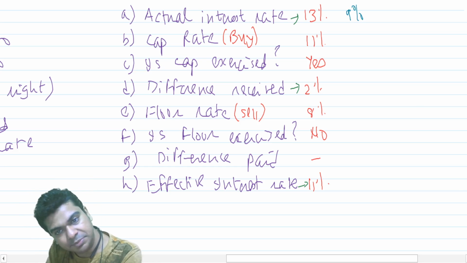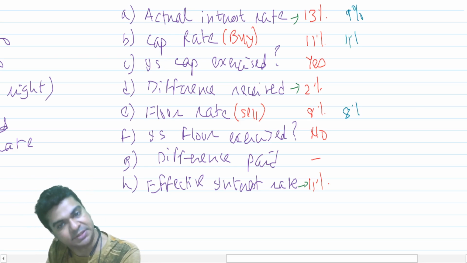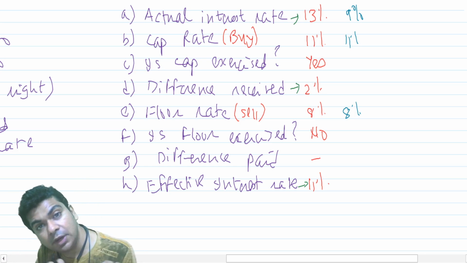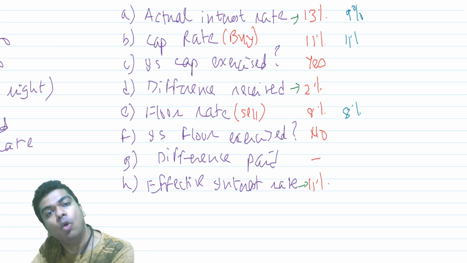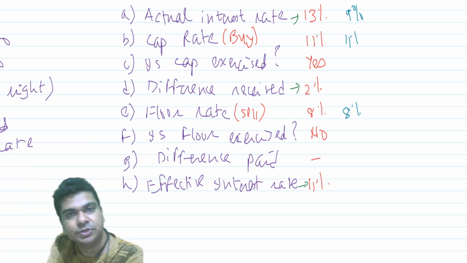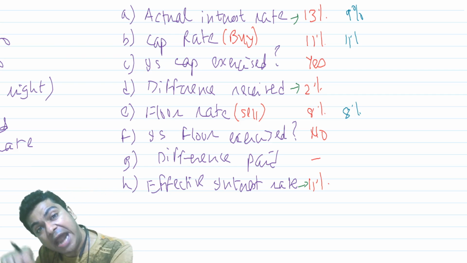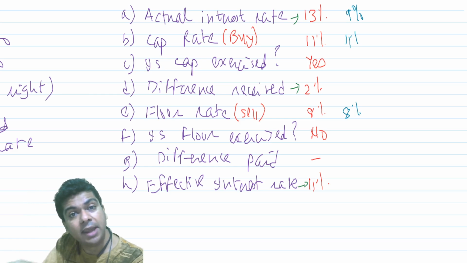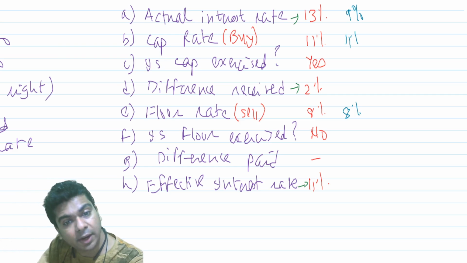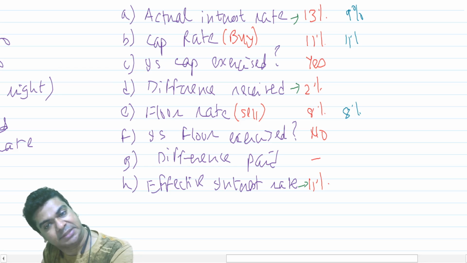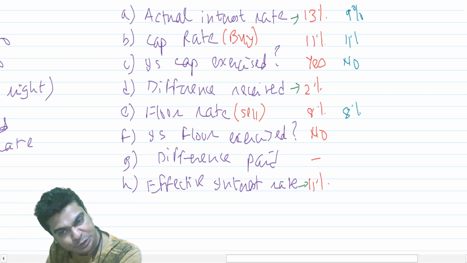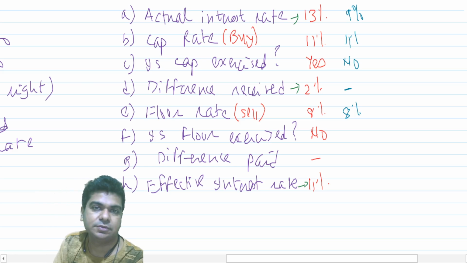9%. Okay, I'm taking 9%. Let me put 11% here and 8% here. So the actual interest rate is 9% now. New loans are available at 9%. Cap is giving you a right to borrow at 11. I go to the bank and the bank says that yes, right now the interest rate is 9%, so you can borrow at 9. Tell me, will you borrow at 9 or will you borrow at 11 through the cap? Obviously, I will like to borrow at a lower rate. So the question is, is the cap exercised? My answer is no. Cap is not exercised. It is allowed to expire. So I will not receive any difference.